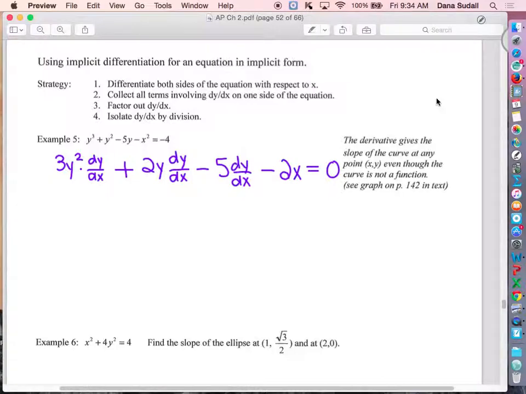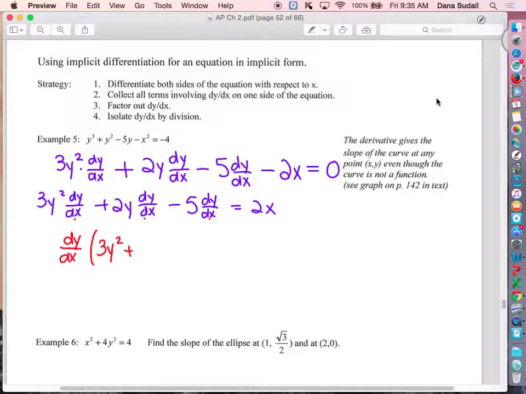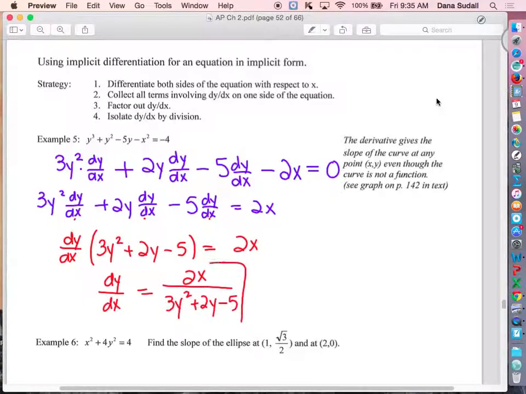So I'm going to put all the terms that have dy over dx on the left side, everything else on the right-hand side. And you'll be able to combine some of these steps together here. I can factor out this common factor of dy over dx. I'm left with that 3y squared plus 2y minus 5. And then I can divide by what's in the parentheses there. So I have my derivative. Dy over dx means the derivative.